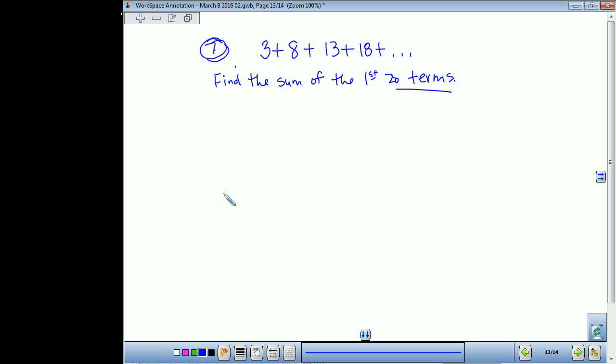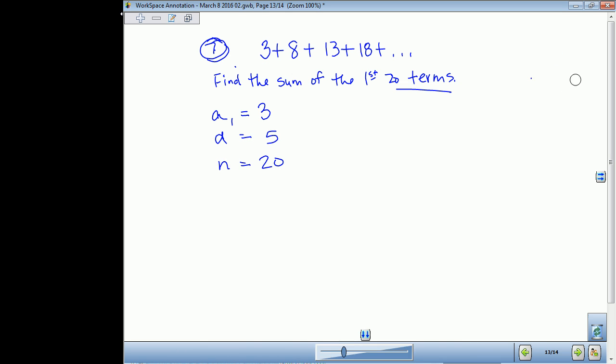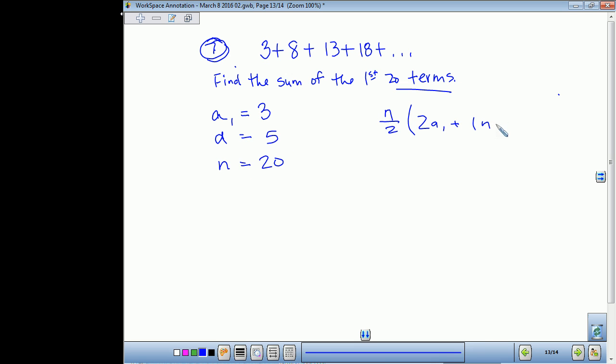Number 7. 3, 8, 13, 18. What is the common difference? 5. They gave us the first term is 3. We know the common difference is 5. They asked us to find the sum of the first 20 terms. Now, they didn't give us the last term. So I could use that second formula that is n divided by 2 times 2 times the first term plus n minus 1 times d.